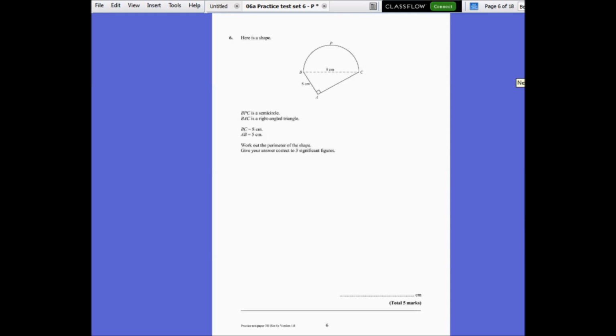Question 6. Here's a shape. BPC is a semicircle, BAC is a right angle triangle. Work out the perimeter of the shape. Well, first of all, we'll work out BPC. So BPC is half of the circumference of a circle.